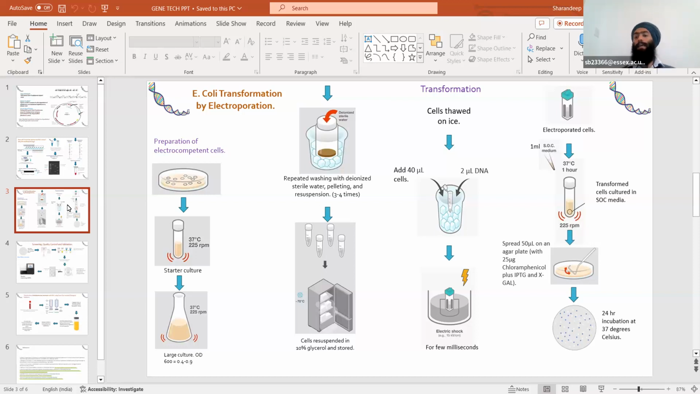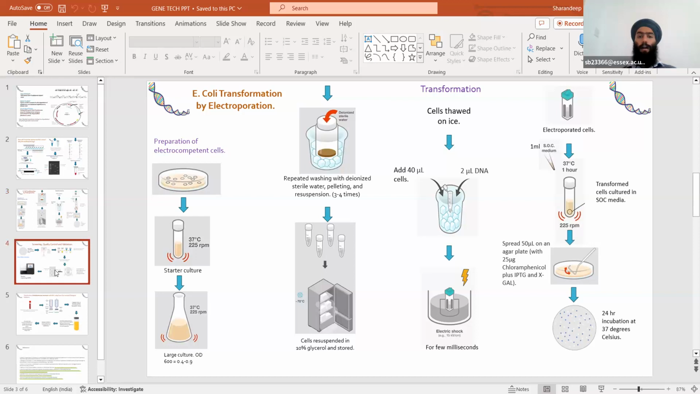and got my electroporated cells. Then I added 1 milliliter of the SOC media and incubated the transformed cell culture in SOC media for 1 hour at 37 degrees Celsius in a shaker incubator. And then I spread about 50 microliters of transformed cells from the SOC media on an agar plate with 25 micrograms of chloramphenicol and IPTG and X-gal, and incubated the plate for 24 hours at 37 degrees Celsius.